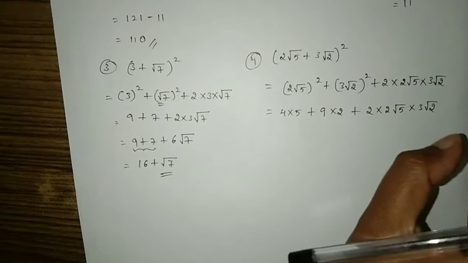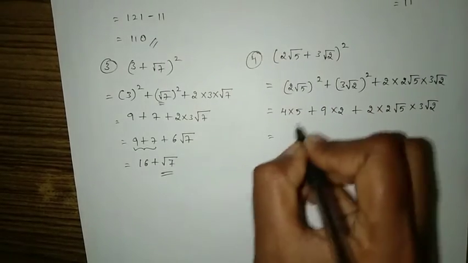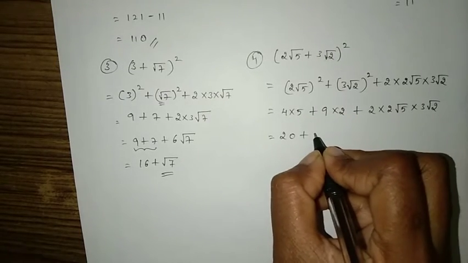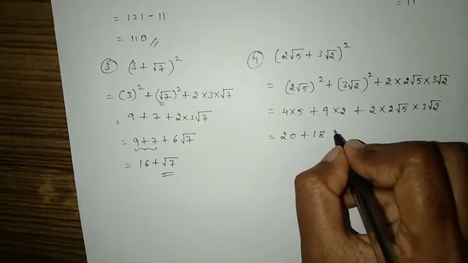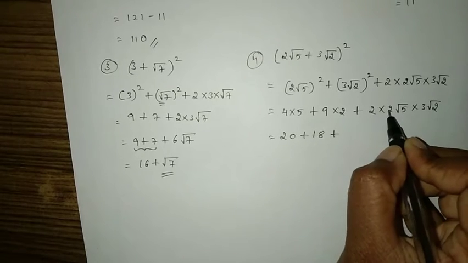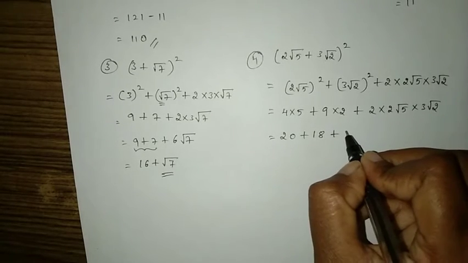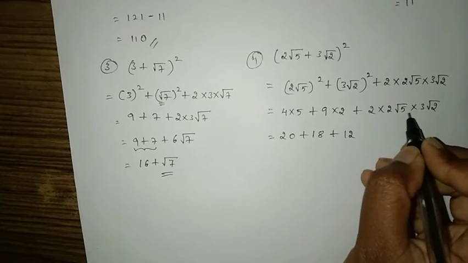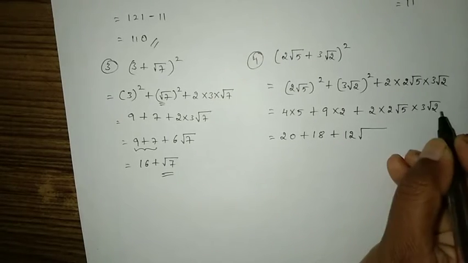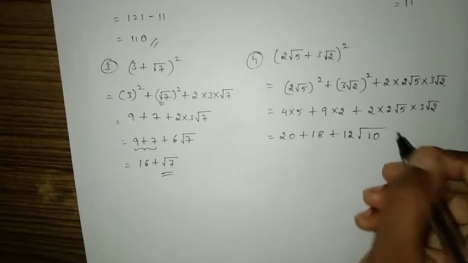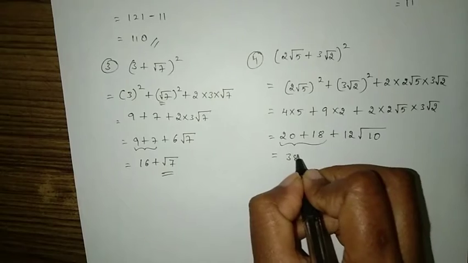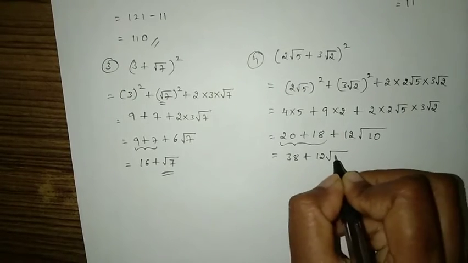So I will write this as it is. 5 4s are 20, good. 9 2s are 18, good. Plus you have to know here 2 2s are 4, 4 3s are 12. So we have to multiply the numbers inside the square root, that is 5 into 2, 5 2s are 10. Then we can add this one, that is 38 plus 12 into root 10.